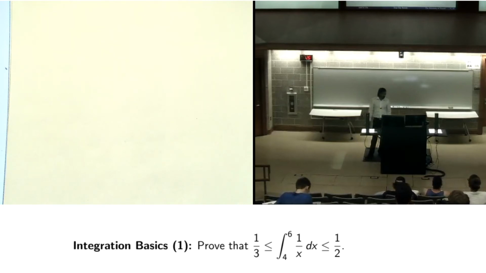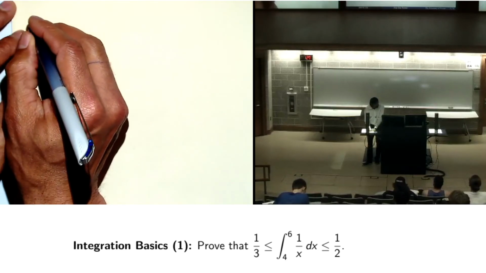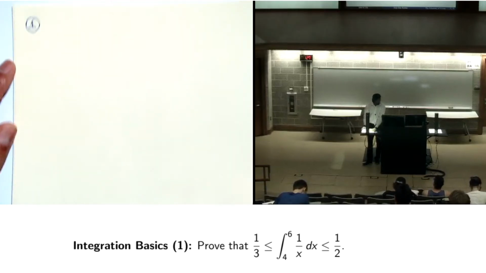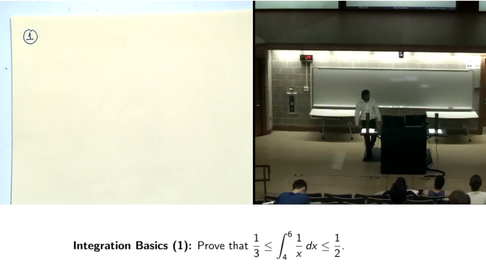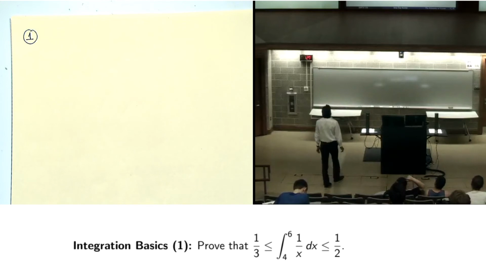The first thing is prove basic integration. So basic integration, we don't really need to do integration. So problem number one: we want to prove this identity. We want to prove that if you integrate the function 1 over x from 4 to 6, the value of the integration always stays between 1/3 and 1/2.